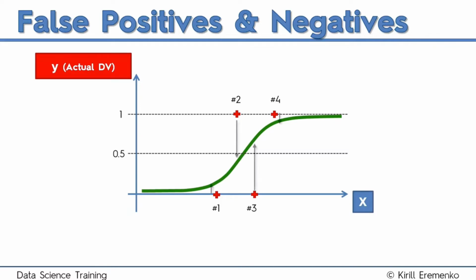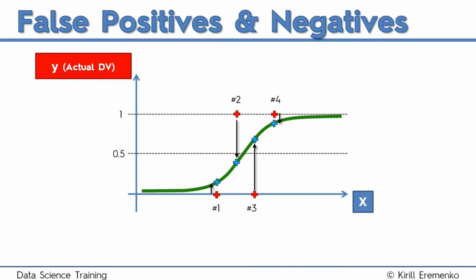So step number 1 would be to project these values onto the curve. Makes sense, right? So we just want to see where they'll end up on the curve. That's our blue dots over there. That's where they have been modeled by the curve.